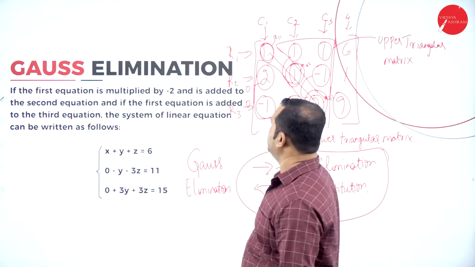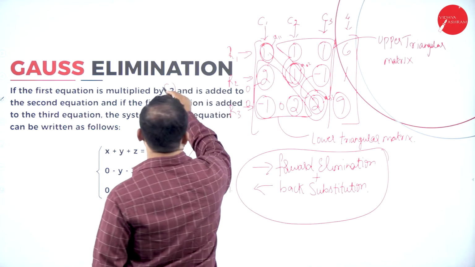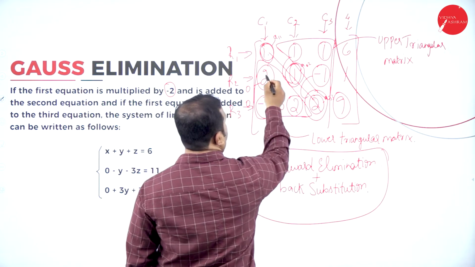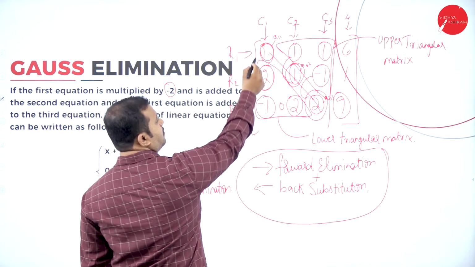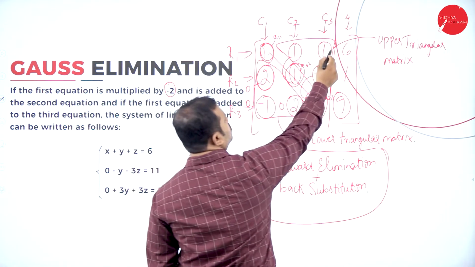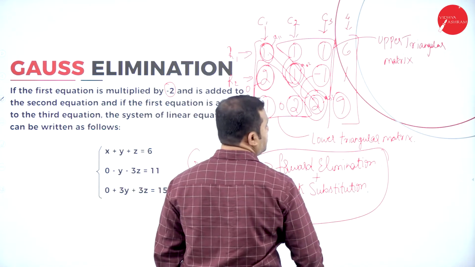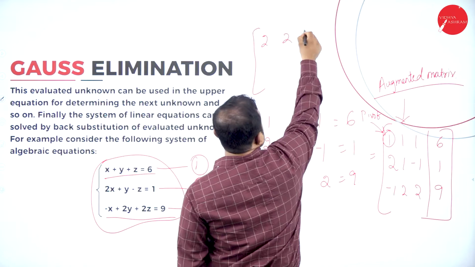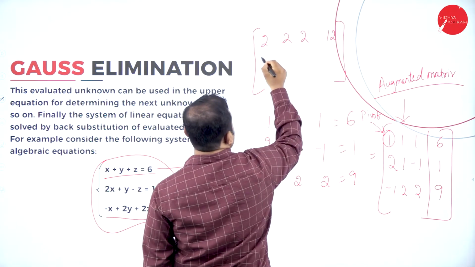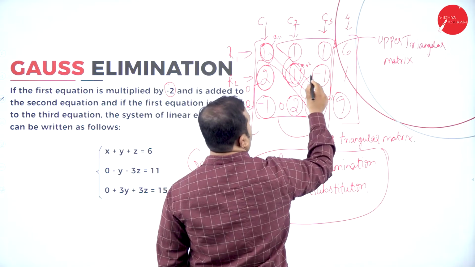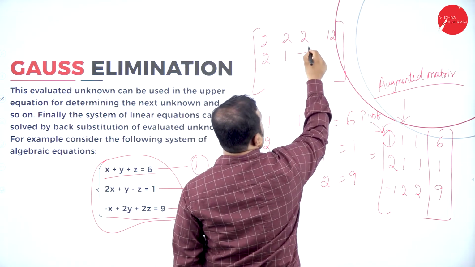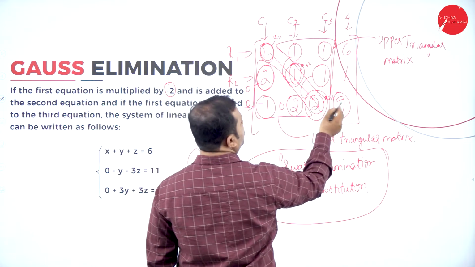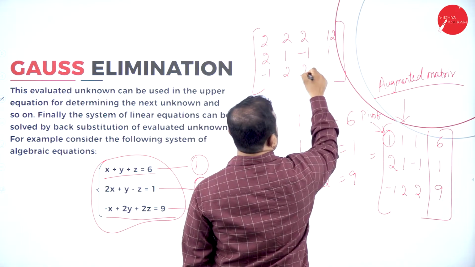Now we have the first row multiplied by minus 2. If I subtract, multiplied by minus 2, what happens? I have the value 2 here. So if I multiply it by 2, I'll get 2, 2, 2, 12. Let me rewrite the same thing here. That is 2, 2, 2, 12. I have the second row, that is 2, 1, minus 1, 1. Which is the third row I have here, minus 1, 2, 2, 9.